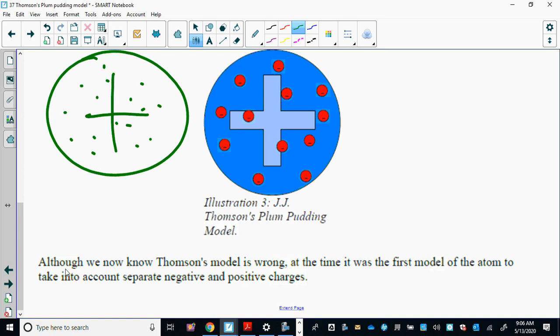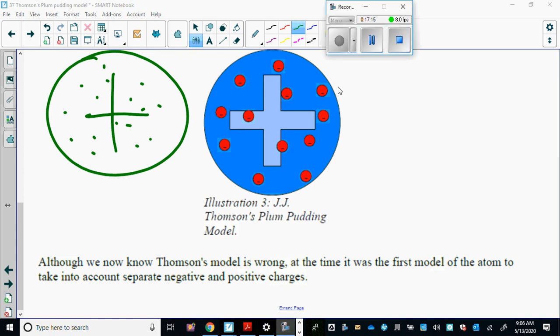And the last thing: although we know it's wrong, at the time it was the first model to take into account separate negative and positive charges. Amen.